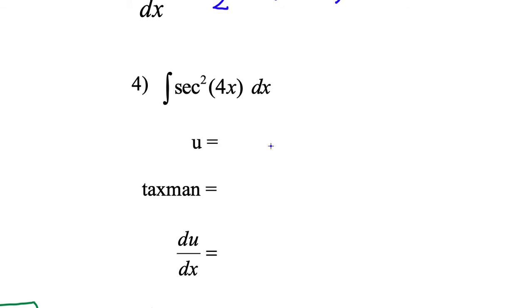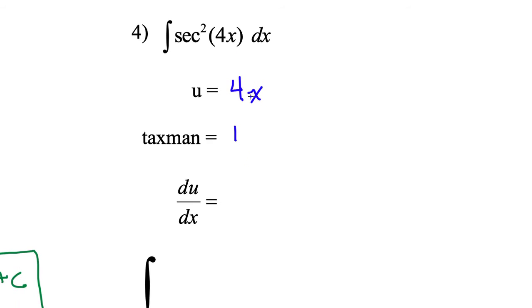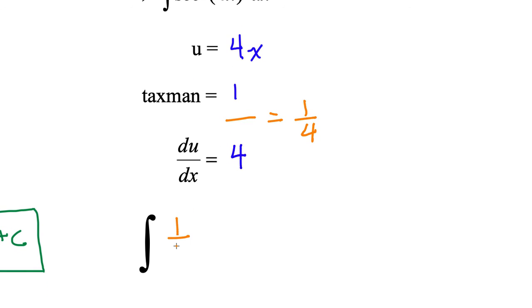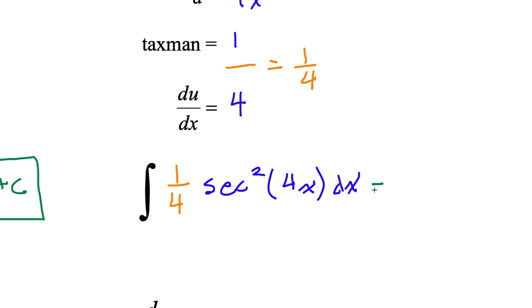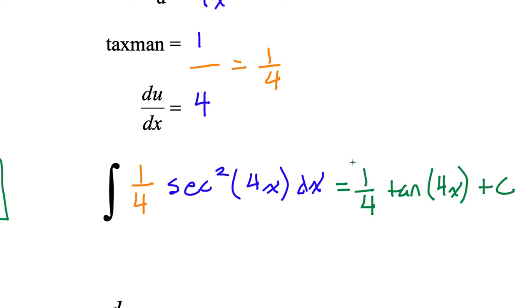So number 4, our inner here is 4x. Our Taxman, there isn't a Taxman. Our derivative of 4x is 4, which means I'm going to pay Taxman 1/4. So rewriting this with Taxman being paid, I have 1/4 out front, and then copying down everything else, I have that secant squared of 4x dx. Let's go ahead and take the antiderivative. Antiderivative of secant squared is tangent, so I have 1/4 tangent of 4x. Don't forget our cake, our plus c, and box it.